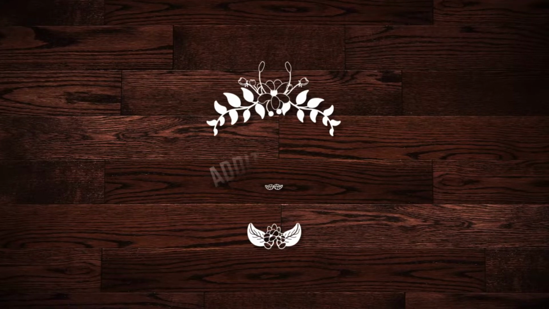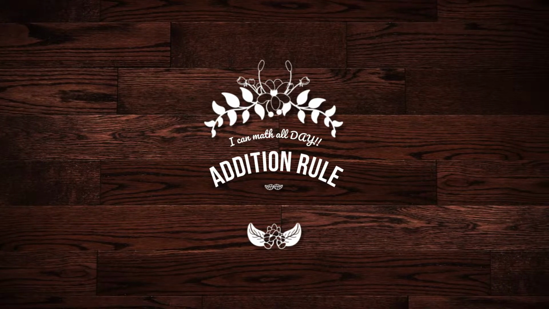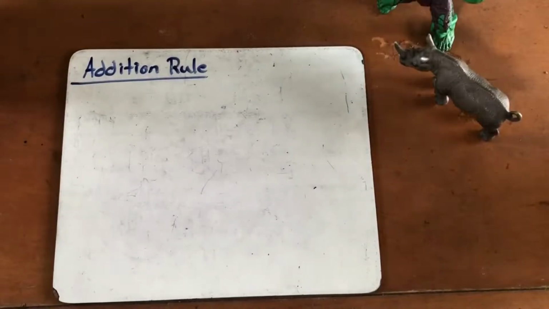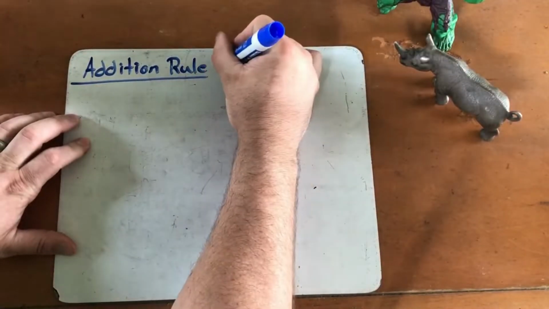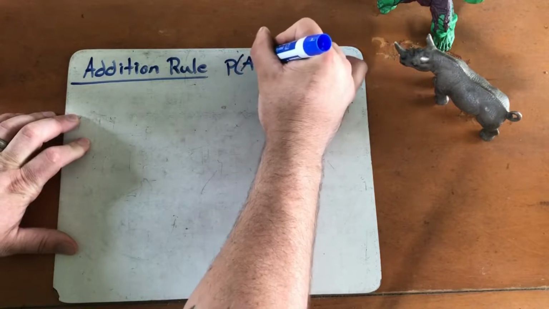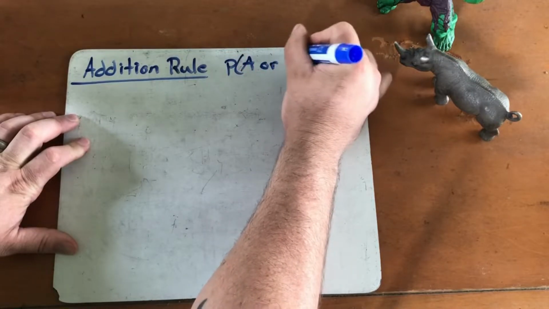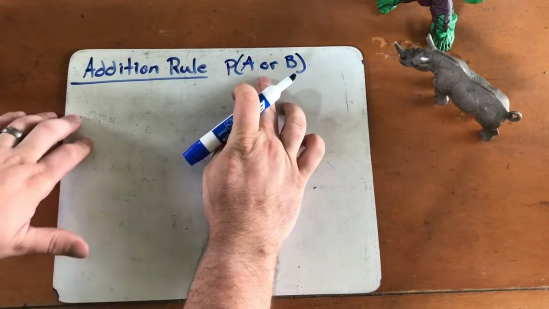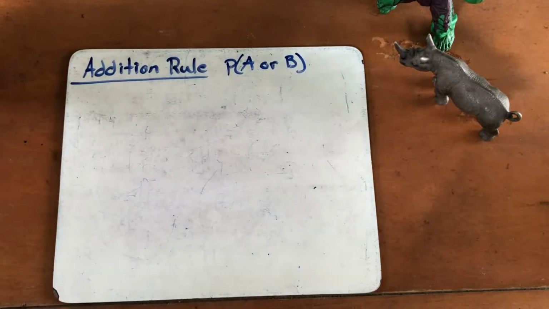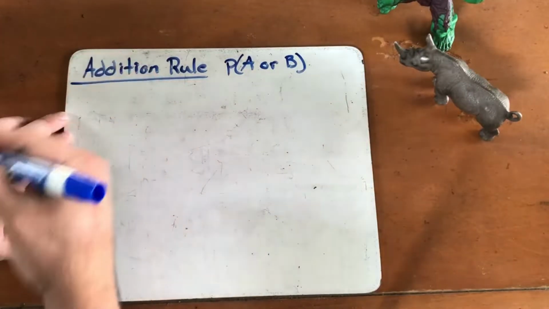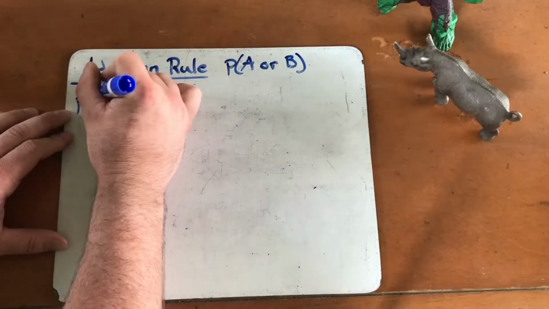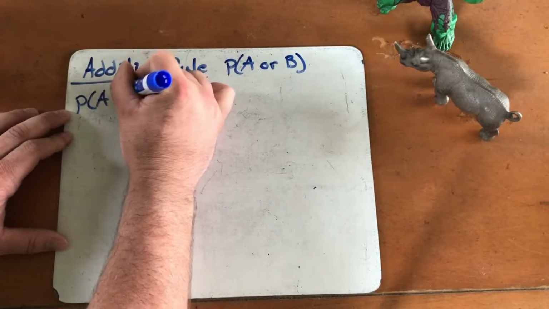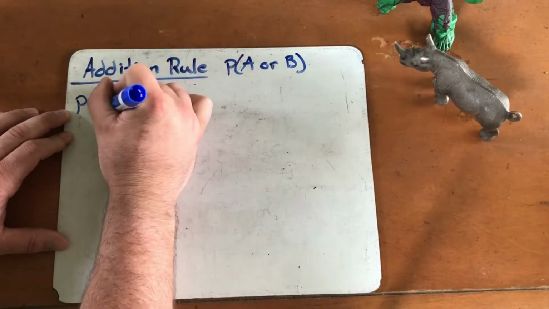Addition rule. The addition rule of probability is when we're looking for the probability of some event A or some event B. Or, as it pertains to probability, "or" pretty much means addition. The other way we can see it, and I guess you would say the more appropriate way, is that we have the probability of A union B.